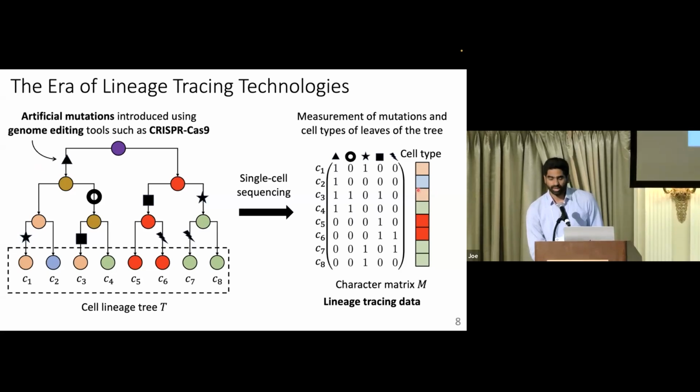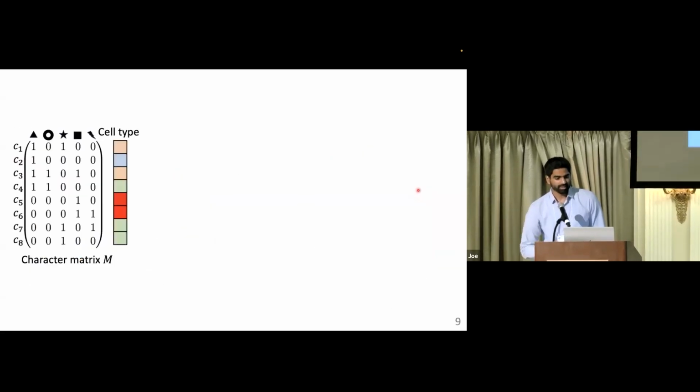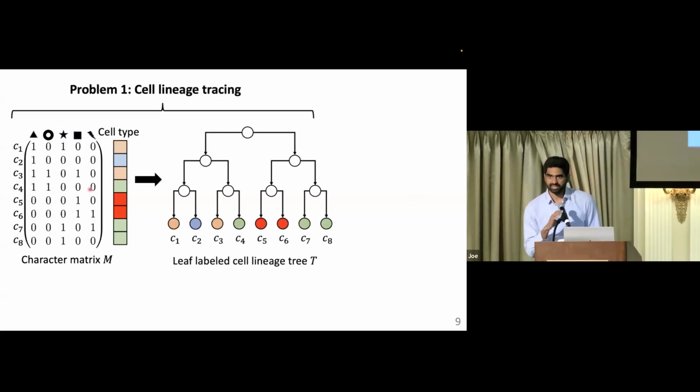So there are really two kinds of problems here. The first problem is, how do you go from this, what in phylogenetics we call a character matrix, where each column is called a character? Given this character matrix, how do you build the cell lineage tree, that is, the tree that tells you the ancestral relationship between the cells? There's a one-to-one correspondence between the leaves of this tree and the rows of this input matrix. We call this the cell lineage tracing problem. Because you know the cell type of these leaves, this tree is leaf labeled with different cell types.